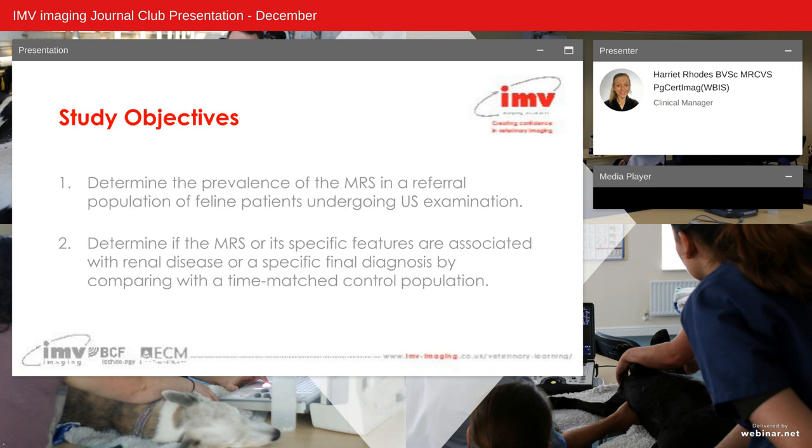So the objectives of this study were to, one, determine the prevalence of the medullary rim sign in a referral hospital population of feline patients undergoing ultrasound examination, and two, determine if the medullary rim sign or its specific features are associated with renal disease or a specific final diagnosis by comparing them with a time-matched control population. The null hypothesis in this study, although I haven't noted it, was that cats with a medullary rim sign have a similar frequency of renal disease compared to those without medullary rim sign.